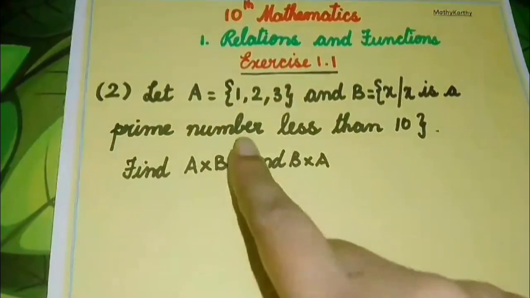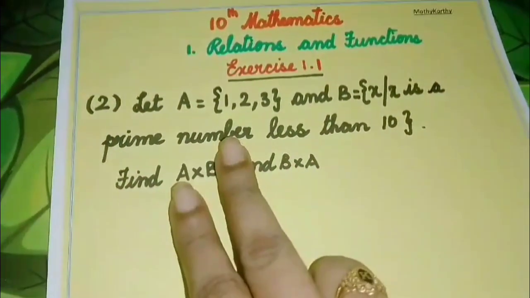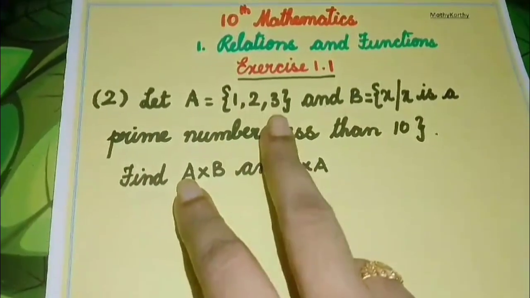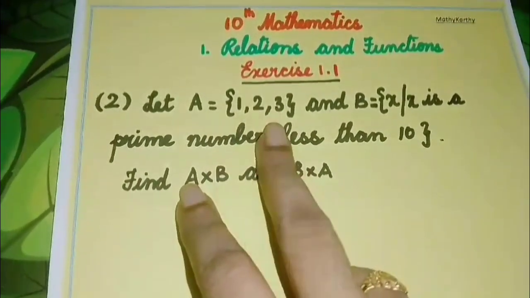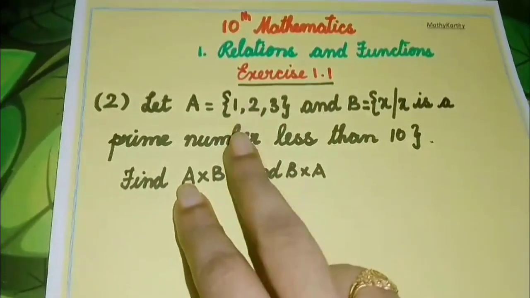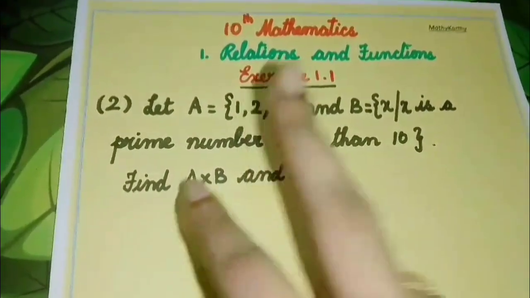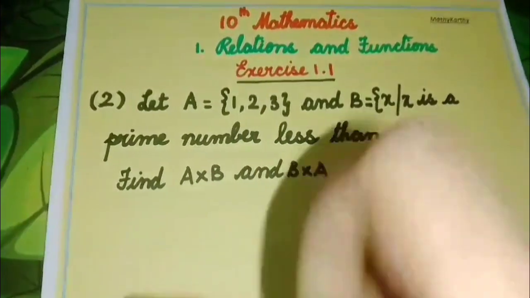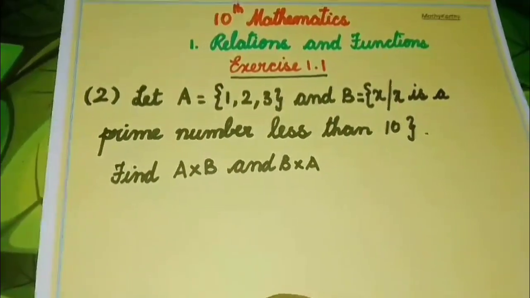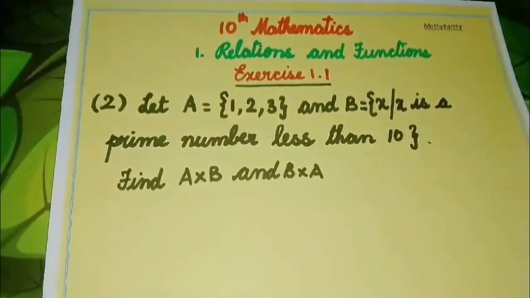Let A be the set which contains the elements 1, 2 and 3. This is given in roster form, so we can directly see that A contains 3 elements and they are nothing but 1, 2 and 3. The next set is given in set builder form. That's not given directly and we have to find it by ourselves. So that's quite easy also.